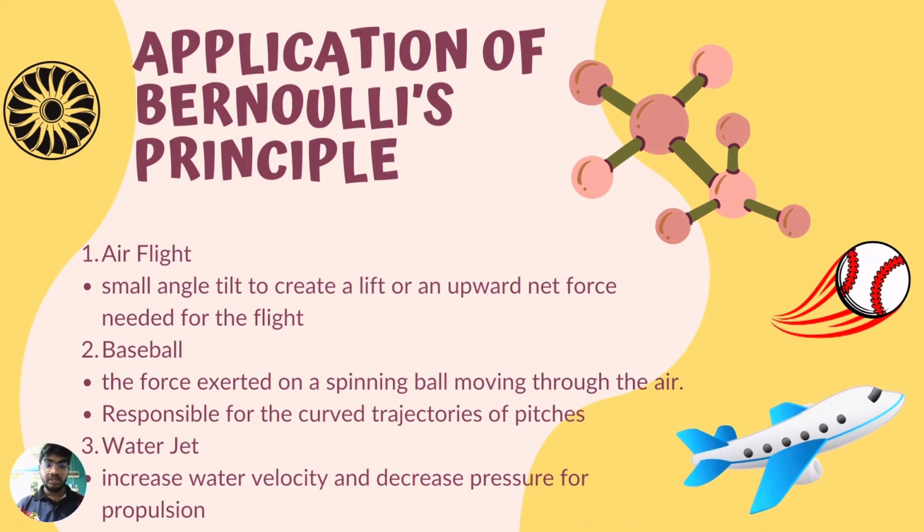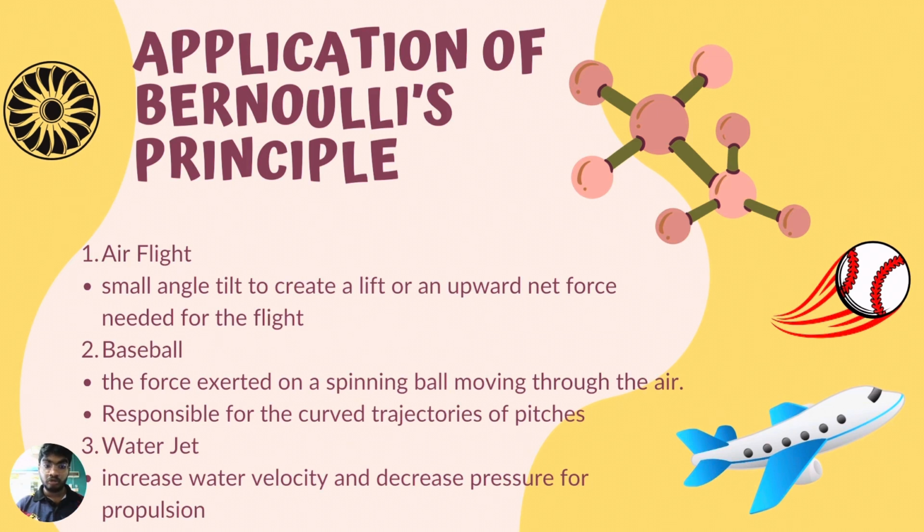Next, the baseball. Consider the force exerted on a spinning ball moving through the air. On one side of the ball, the spin causes the air to move faster relative to the ball's surface. On the opposite side, the spin causes the air to move slower. According to the Bernoulli principle, the faster moving air causes lower pressure, which is responsible for the curved trajectories of pitches, known as the Magnus effect.